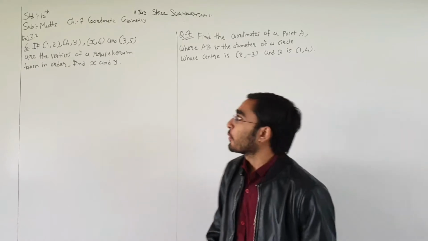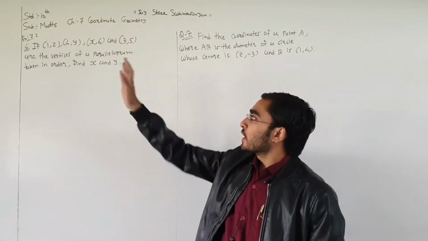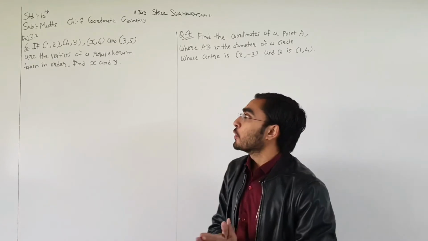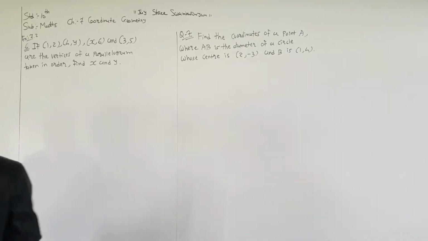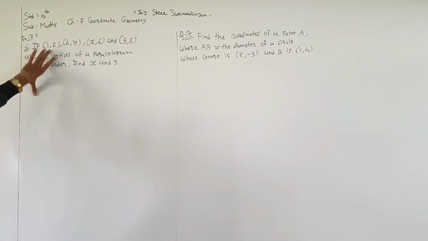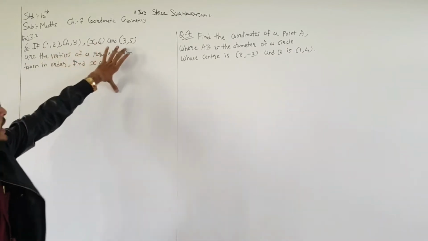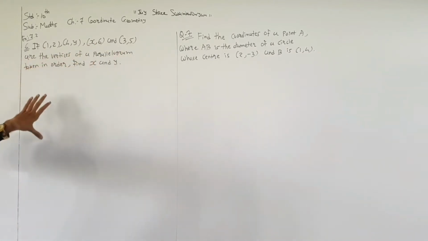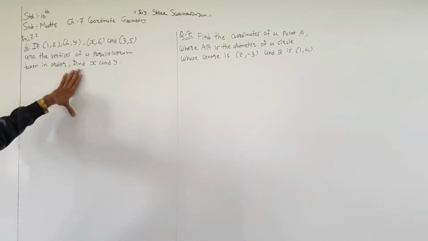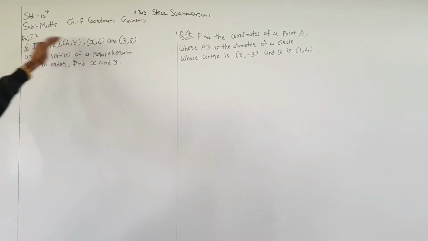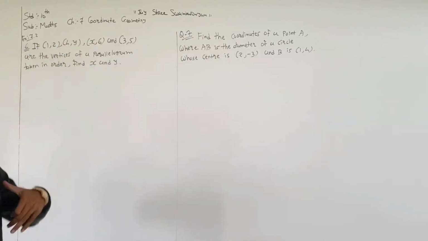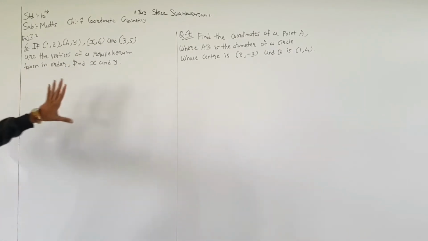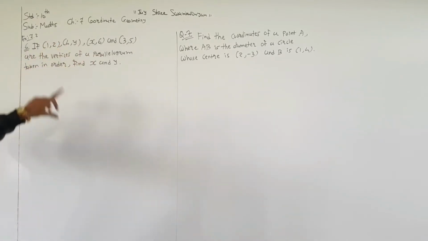Now let's move forward. Exercise 7.2, question number 6. First of all, read this question. If (1, 2), (4, y), (x, 6) and (3, 5) are the vertices of a parallelogram taken in order, find x and y. That means these 4 are the vertices of a parallelogram, and we need to find x and y. We need to take the vertices in order.